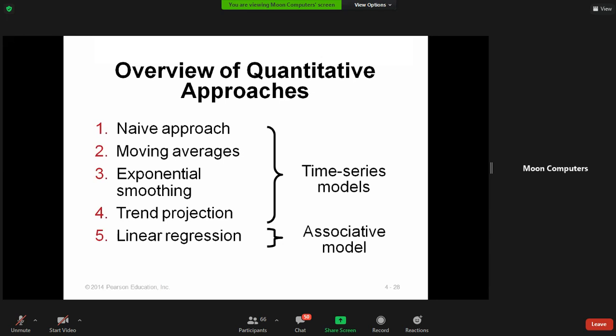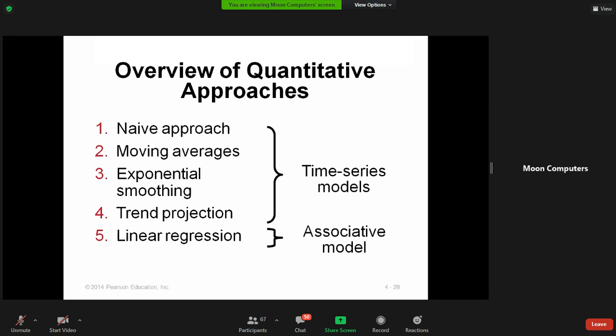There is a whole list of quantitative approaches, starting from the naive approach, then moving average, exponential smoothing, trend projection, and last but not the least, linear regression. If you see this slide, I hope it is visible to all of you. These 5 methods are broadly classified into 2: time series and associative. The term time series is very important for us. Methods 1 to 4 are termed time series methods.